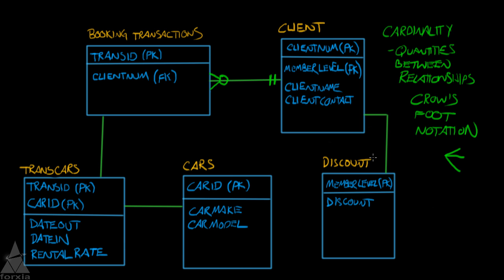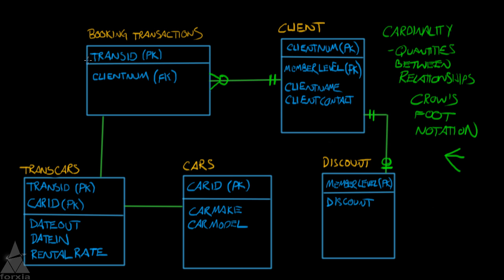What about discount? Can a client be a member? Well, we have a rule that no, a client doesn't have to be a member, so we put a circle in there. But also, if a client is a member, how many? Only one. A client only has one discount level, if they have it at all. What about going the other way? Looking from a discount point of view, a discount will be one and only one client. A discount will not have multiple clients.